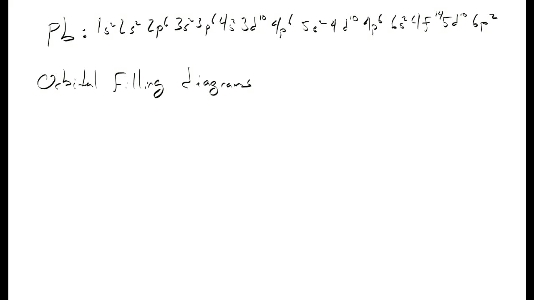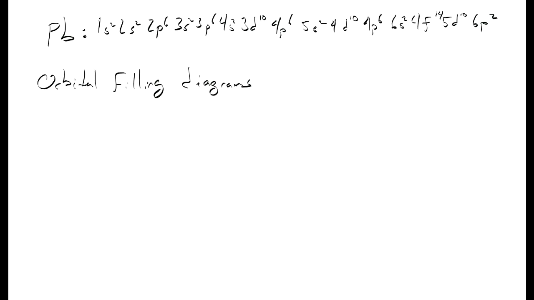An orbital filling diagram is pretty much the exact same thing as the electron configuration, except that it's a picture rather than letters and numbers. Although it does include the letters and numbers, it's more of a picture. And because it's a picture, it shows us some things that the letters and numbers don't. So it can be valuable. It's the exact same thing.